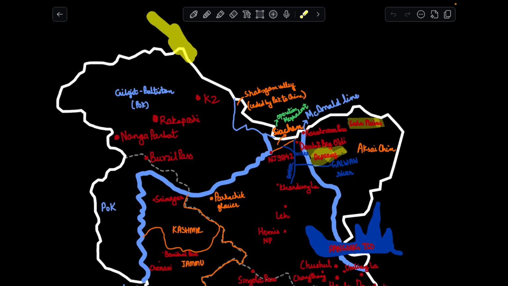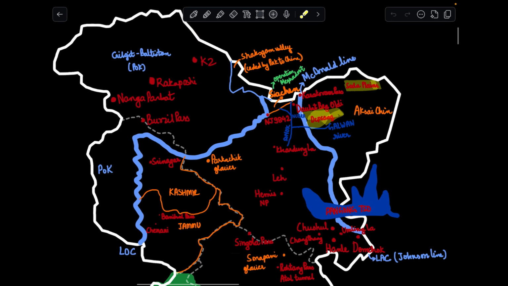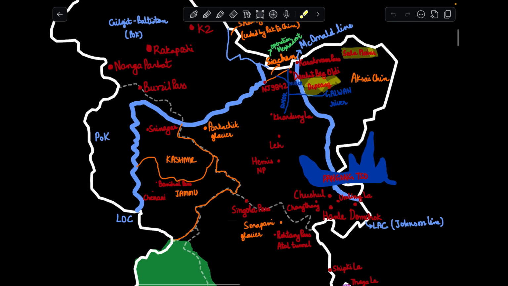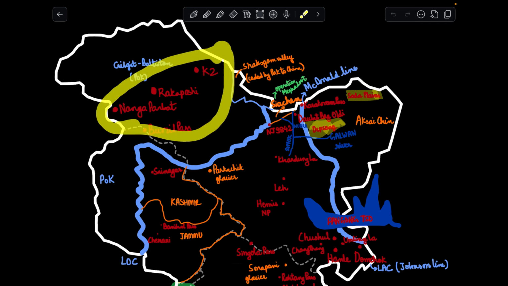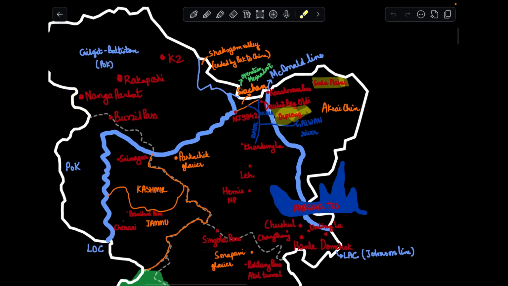The Wakhan corridor is adjacent to the Pakistan occupied Kashmir over here. So we have many strategic locations. Basically, in the area of Gilgit Baltistan, we have the famous K2 peak, then Rakaposhi peak, Nanga Parbat, as well as the Burzil Pass. So these are the important peaks and locations in the Gilgit-Baltistan area.